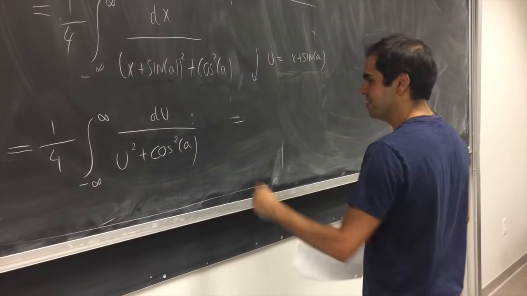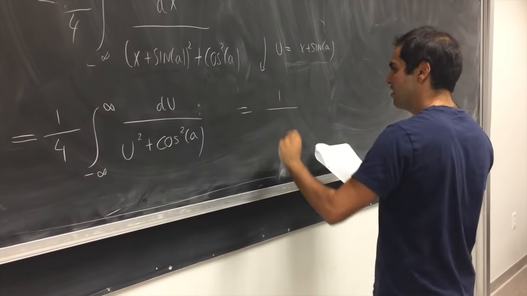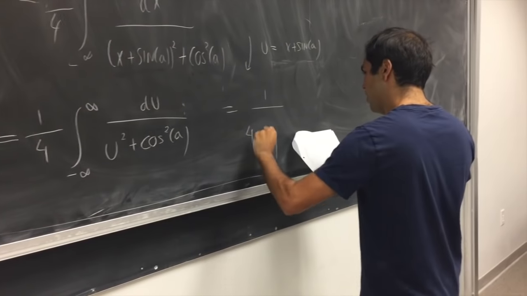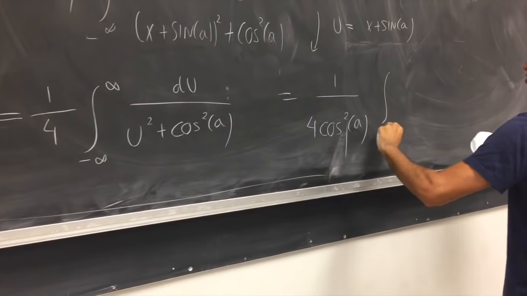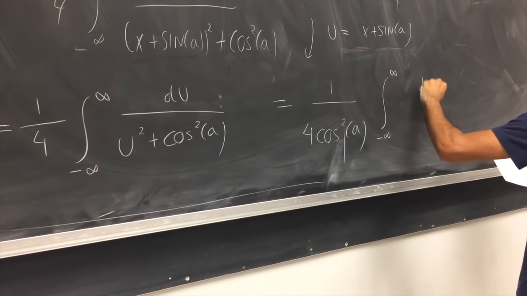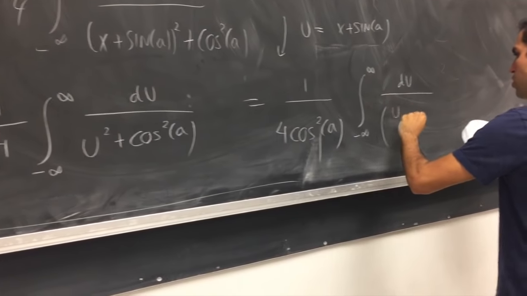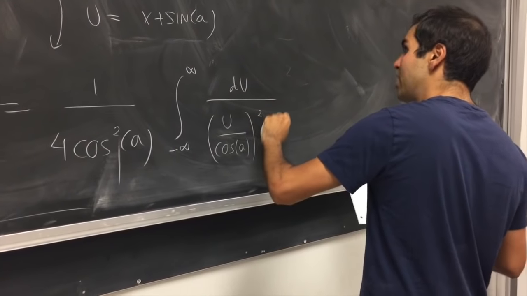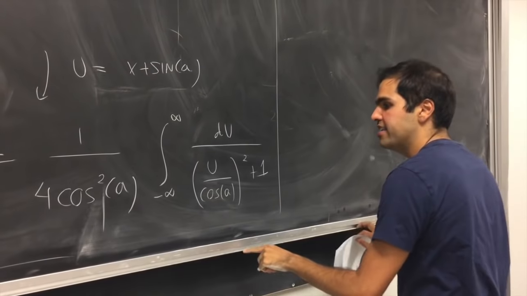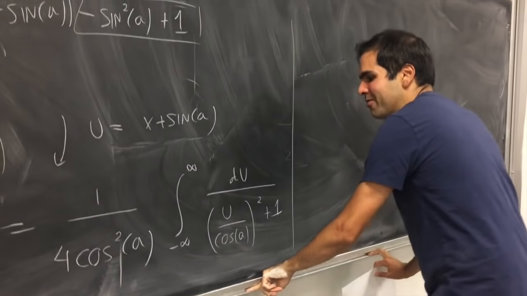Then this is nicer. It's a square plus a square. Let's just factor out cosine squared. So 1 over 4 cosine squared of a, integral from minus infinity to infinity of du over (u over cosine of a) squared plus 1.